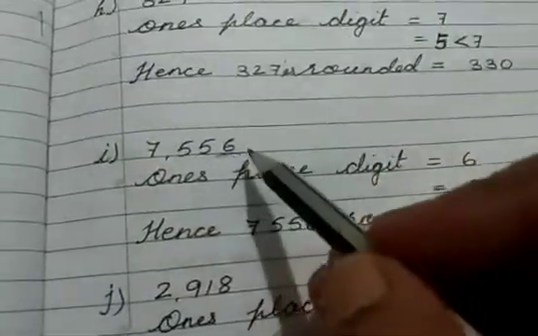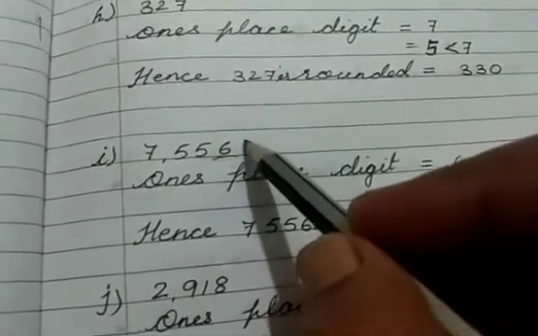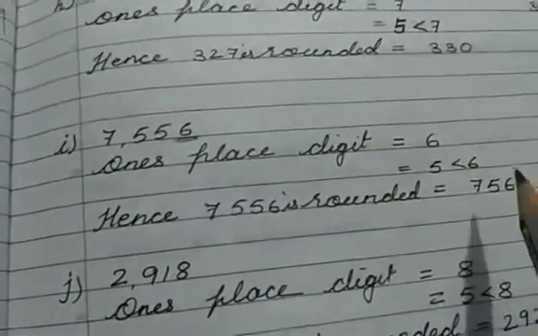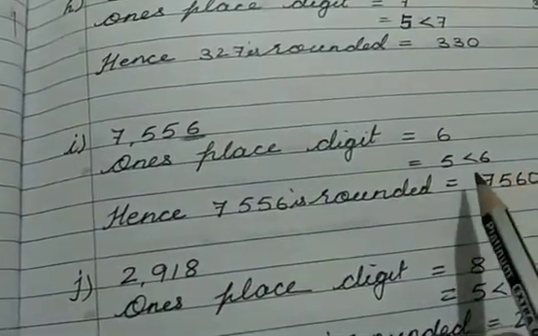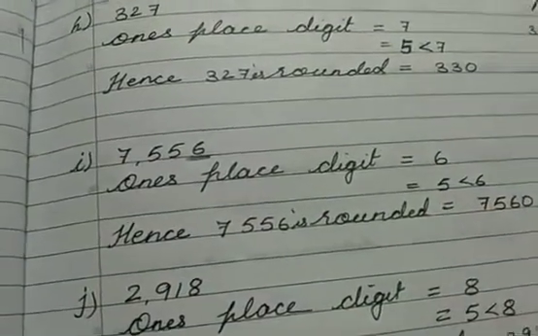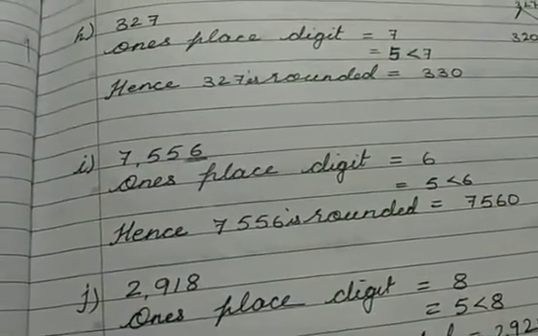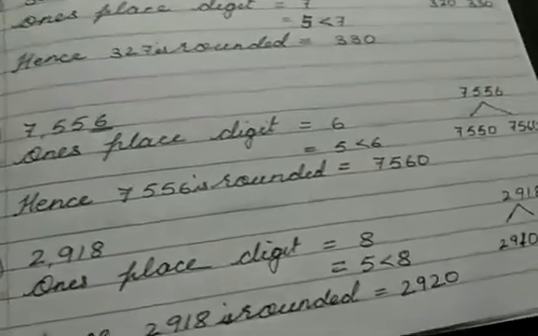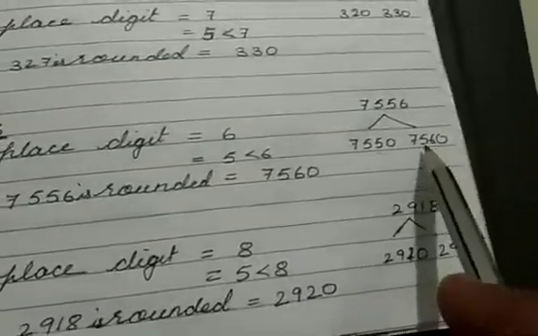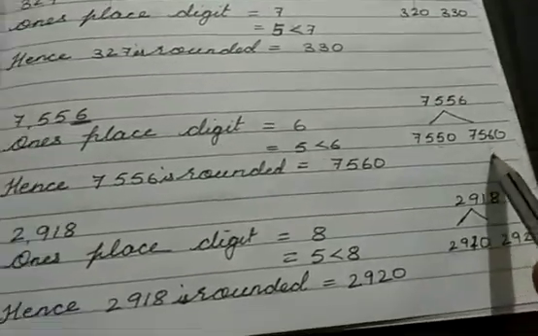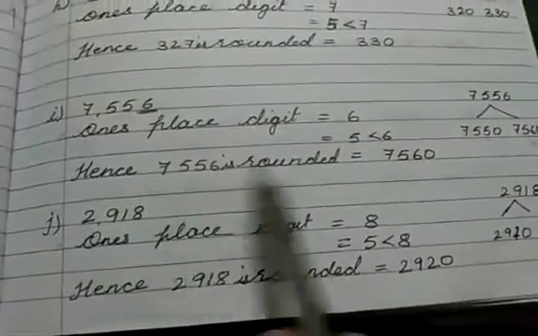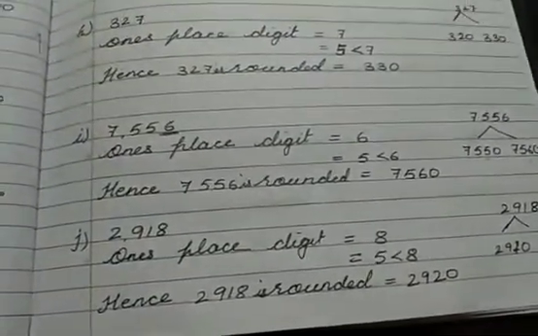Now we have to check the digit in ones place. The digit in ones place is 6, which is more than 5. If the digit is more than 5, we have to round the number to the greater tens. Greater tens is 7560. So we have to convert this number to 7560.